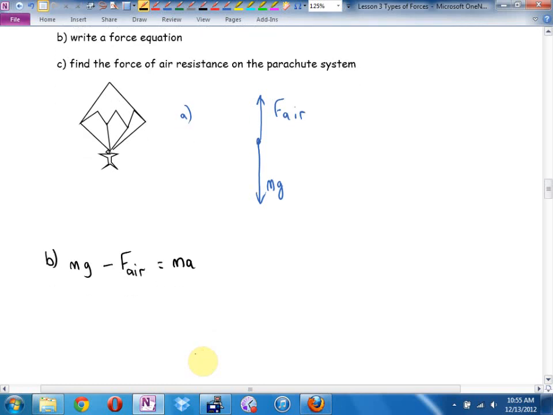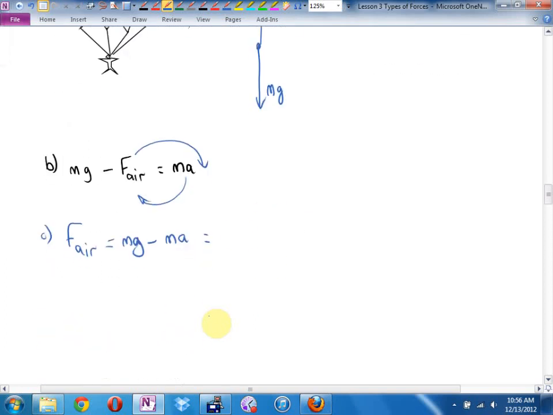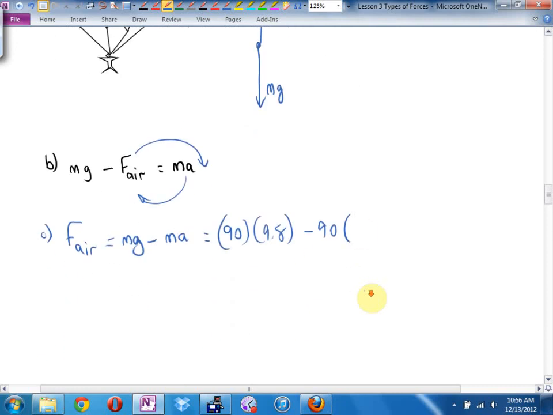Okay, how would I get the F air by itself? Yeah, we've seen this before. I'm going to do the little swapperoo doodad, right? Is that okay, Matt? It's going to be F air equals gravity, take away whatever's left is accelerating. What was the mass? 90 times 9.8 minus 90 times 1.5. What's the force of air resistance?